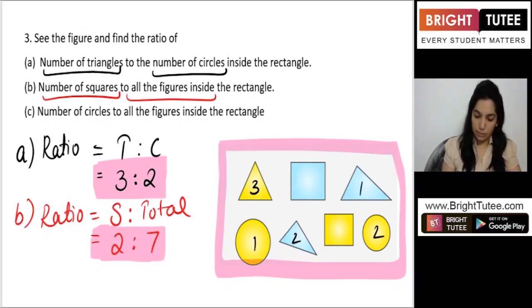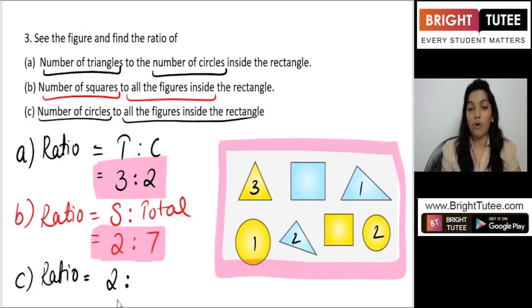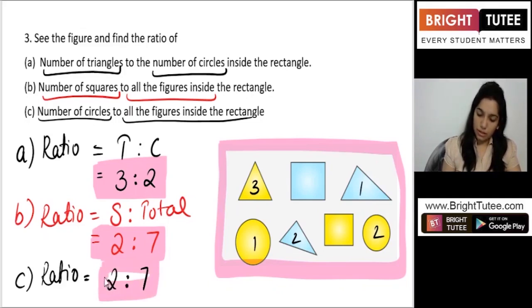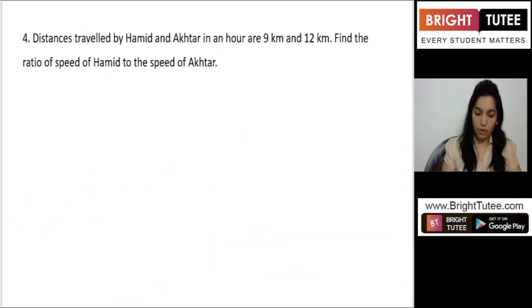Now coming to the C part. In the C part, we need to find the ratio of the number of circles to all the figures inside the rectangle. So let us write the ratio. That is the ratio of circle to the total. So we have got 2 circles and the total number of images is 7. And do you see again that even though the question was different for B and C part, the ratio has come out to be the same. That is 2:7.